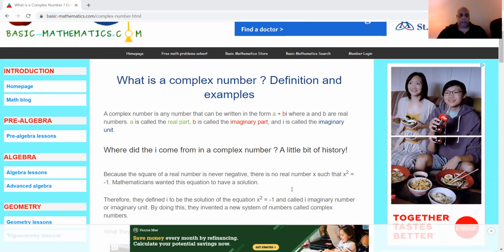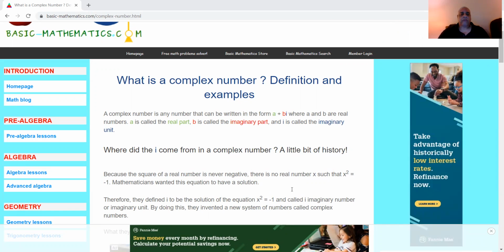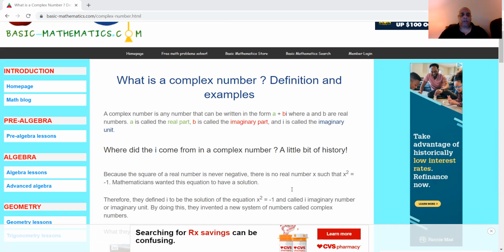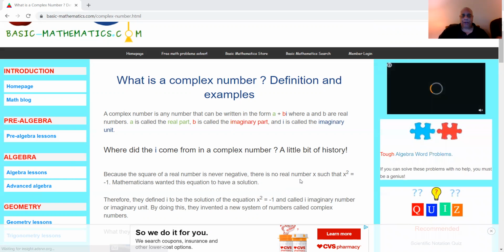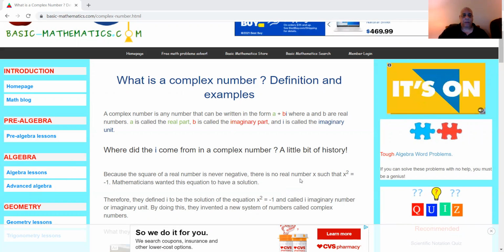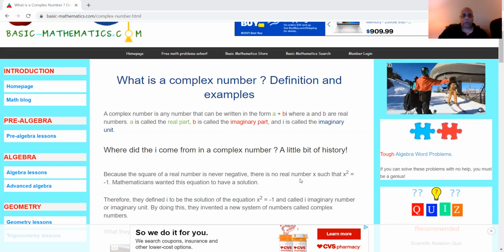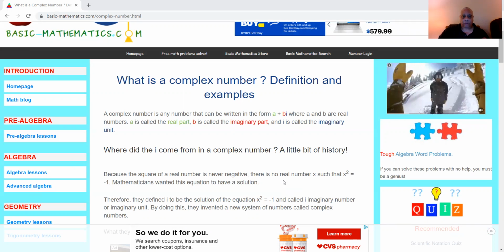Now, where did the i come from in a complex number? Well, here's a little bit of history. Because the square of a real number is never negative, there is no real number x such that x squared equals negative 1. So mathematicians wanted this equation to have a solution. Therefore, they defined i to be the solution of the equation x squared equals negative 1, and called i the imaginary number or imaginary unit. By doing this, they wanted to invent a new system of numbers called complex numbers.